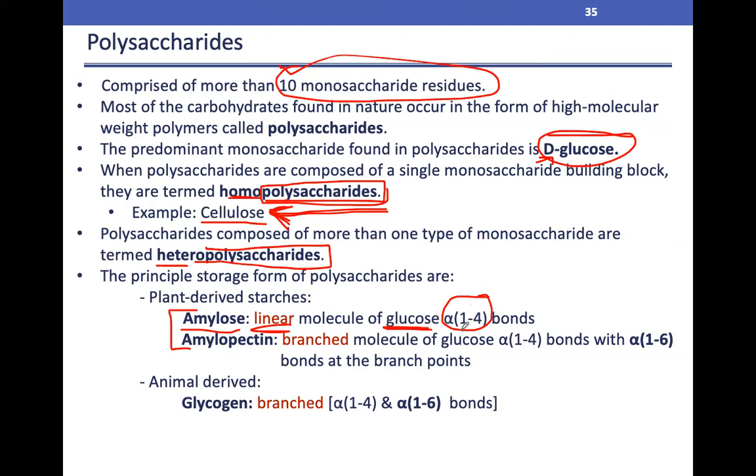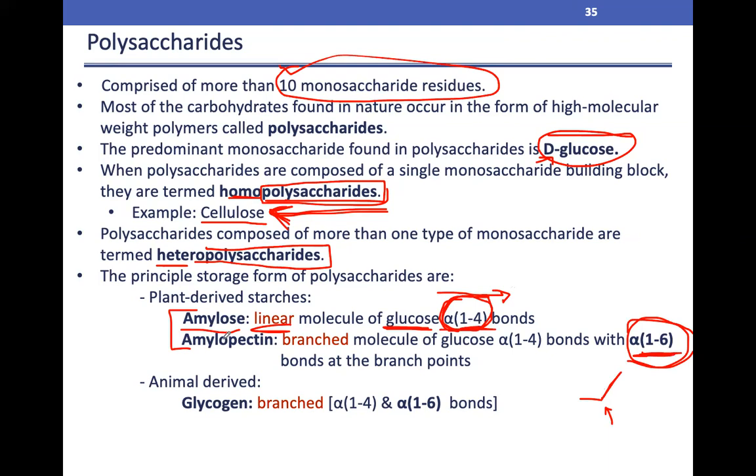On the other hand, if you form an alpha 1-6 bond, that is what we call a branching point. I'm going to show you what this looks like visually, but for now, really nail it in your head. Alpha 1-4 bonds are linear. They're going to look like this. But if I form an alpha 1-6 bond, it's going to start to kink a little bit, and we call that kink point a branching point. So alpha 1-6 are branching and alpha 1-4 are linear.